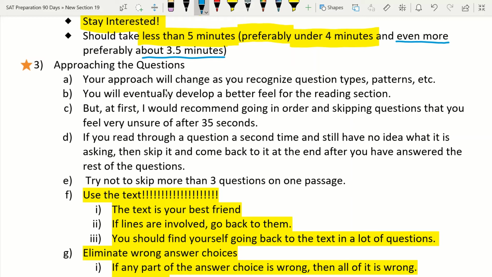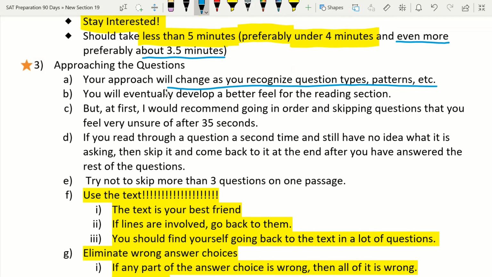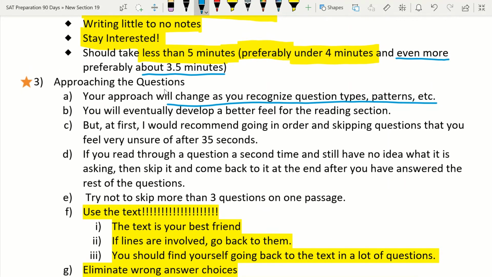So your approach will change during this 14-day SAT prep course, but it won't change quite as much as with the 90-day. Will your approach change as you recognize question types, patterns, etc.? Yes, but you're probably not going to be quite as comfortable as if you were doing the 90-day SAT prep course, and that's perfectly fine. I'm just telling you that off the bat because I want to be honest about that. You will still eventually develop a better feel for the reading section. After you take this 14-day SAT prep course, I believe you'll probably end up developing a better feel for the SAT reading section, question types, patterns, things like that.